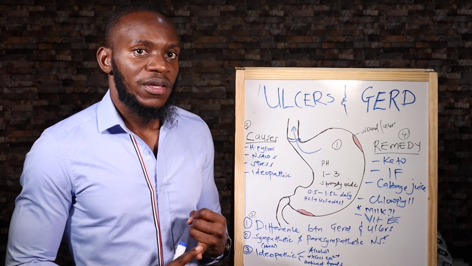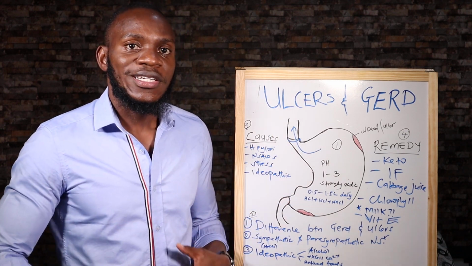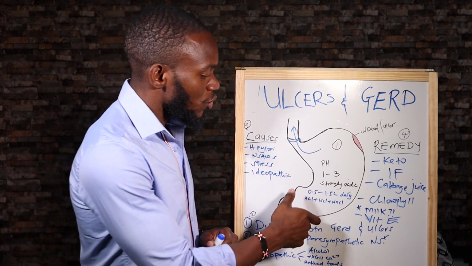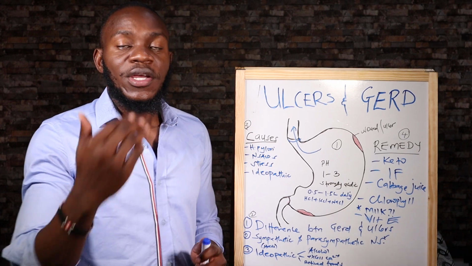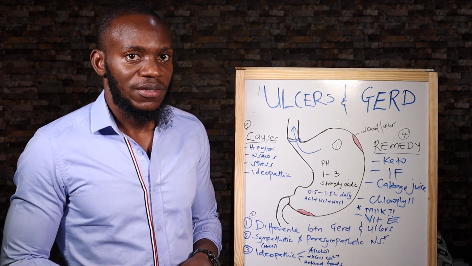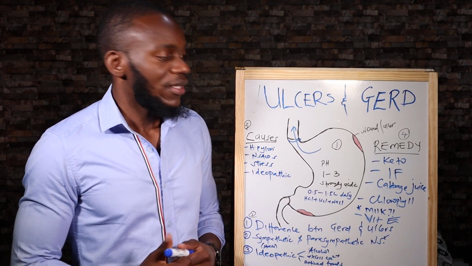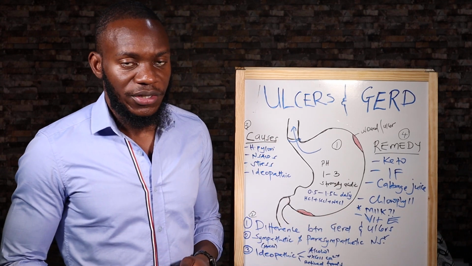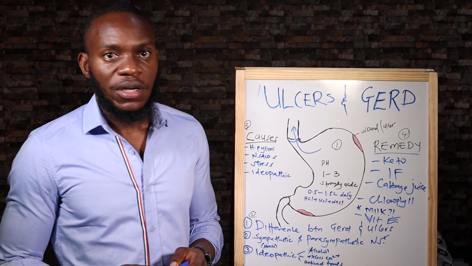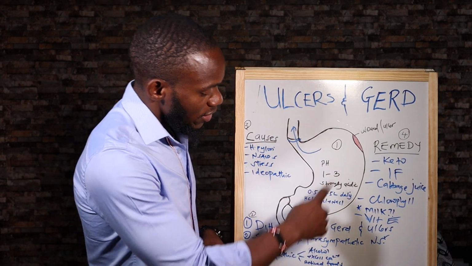Function number 1 is to tighten this sphincter so that the contents of the stomach do not regurgitate back into the esophagus. That is 1. Number 2, it's also to kill the microorganisms or the bacteria and the viruses that come in when you eat something. And number 3, to keep the major microorganism in check, which is H. pylori. Now we'll put up a follow-up video that talks about H. pylori related ulcers. So that is the function of that acid.